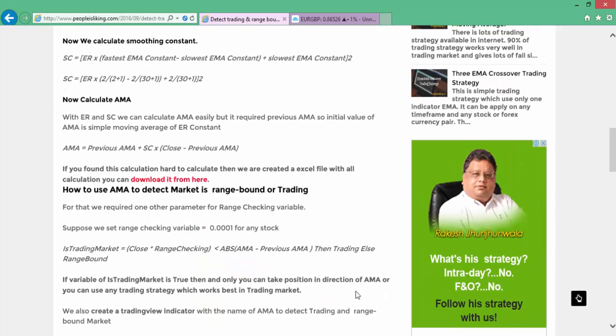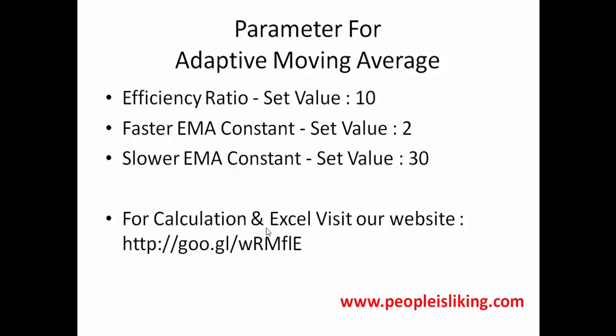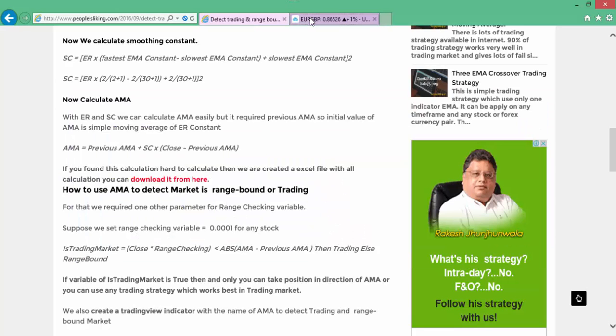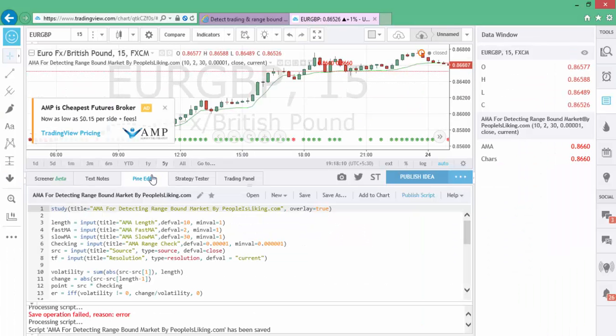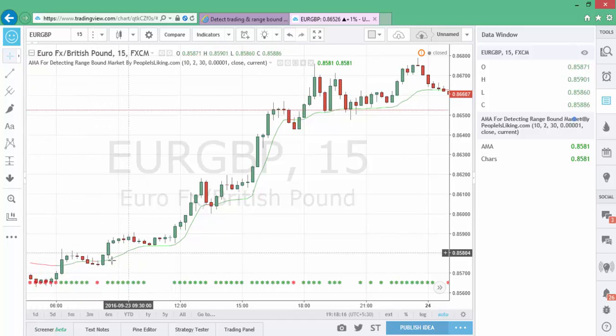Okay, so now let's check how the adaptive moving average works on live data. Here I'm opening a chart of EUR/GBP. This line which I have made is the adaptive moving average. This moving average indicator was created by us. It's called AMA for detecting range bound market by peopleisliking.com.